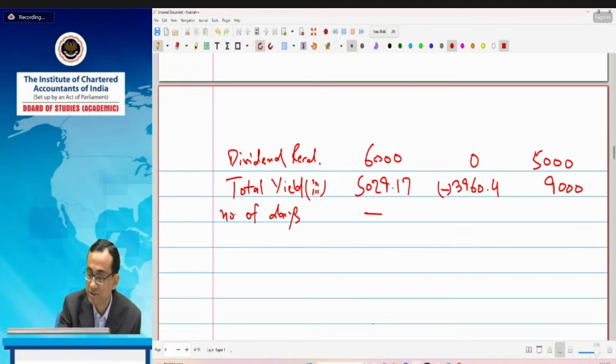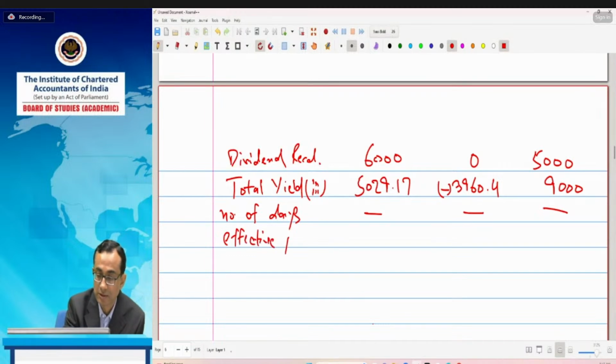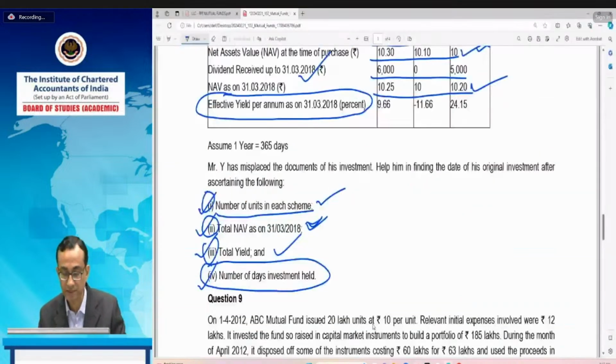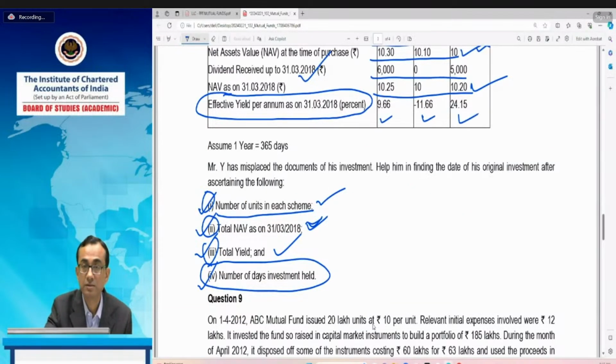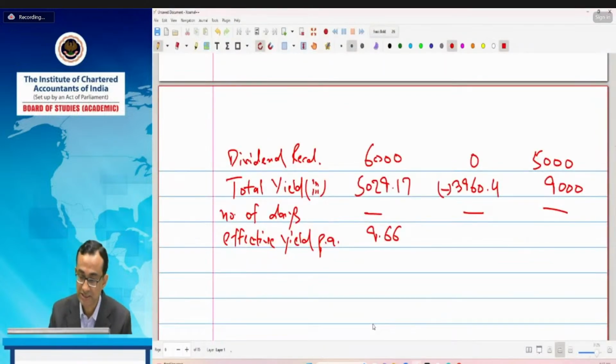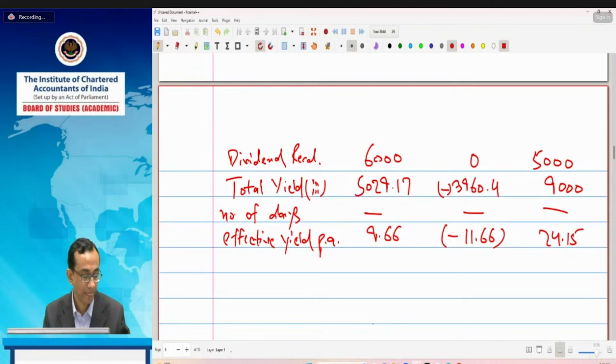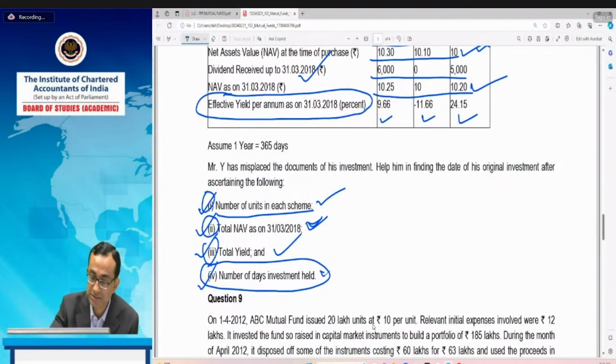Number of days is not given, and effective yield per annum is given. That is 9.66 in case of X, that is given in the question. So 9.66 is in case of X, minus 11.66 in case of Y, and 24.15 in case of Z. Now we will calculate the number of days investment held.